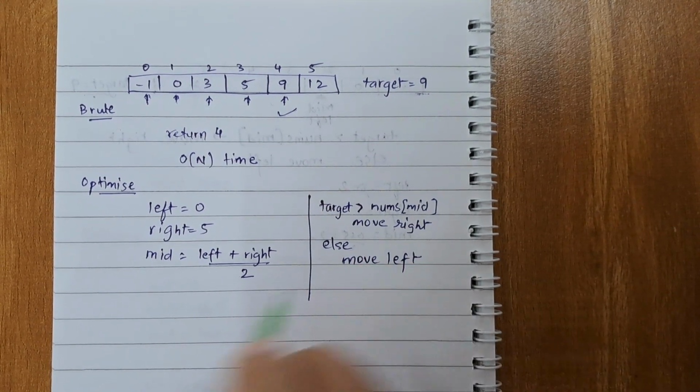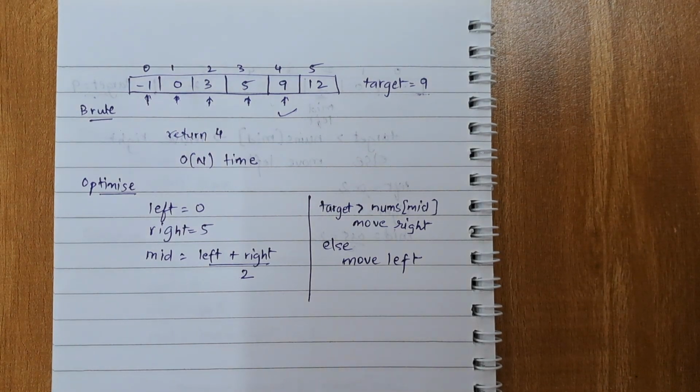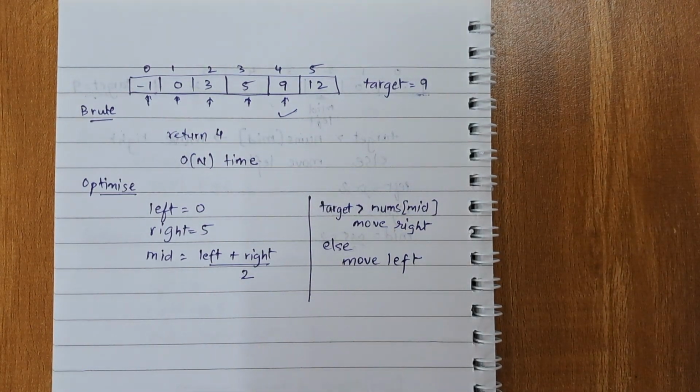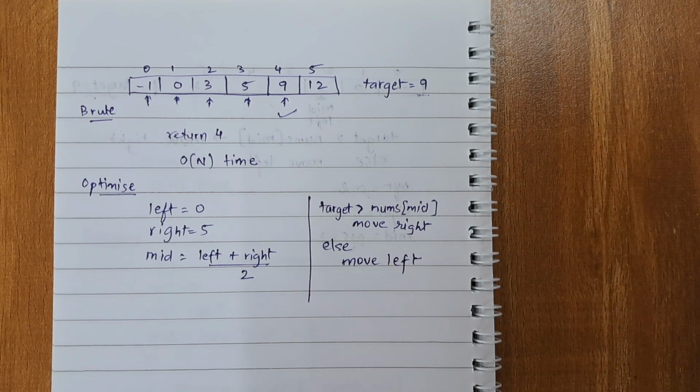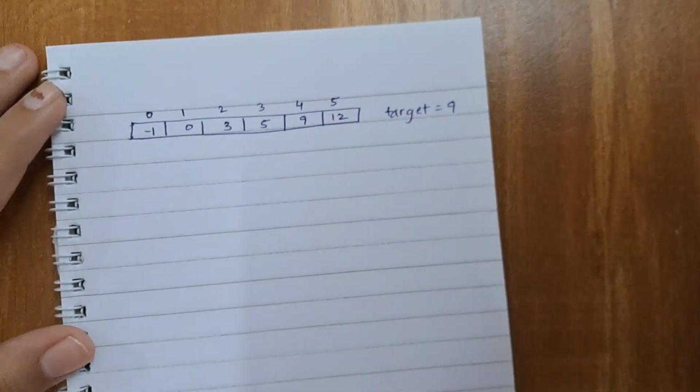One analogy that I'll tell you is, when you search for a word in a dictionary, do you start from the first page? No, you don't, right? You open the middle of the dictionary and you search either in the left side or the right side of the pages. So this is how binary search works. We'll do a dry run, which you'll be able to understand more clearly.